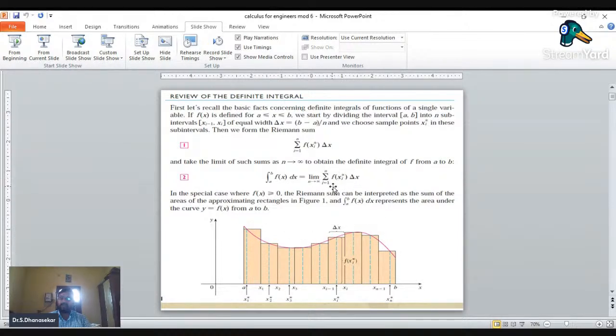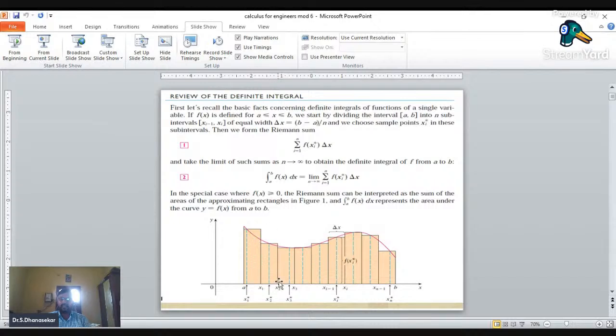Then after finding out this summation, I'm going to take the limit n tends to infinity. What does it mean? That I will go on to increase these small rectangles infinitely. Then this will be approximated to my single integral. Later, at the end of this session, if time permits, I will show you in MATLAB how this is going to happen. So this is your definite integral.